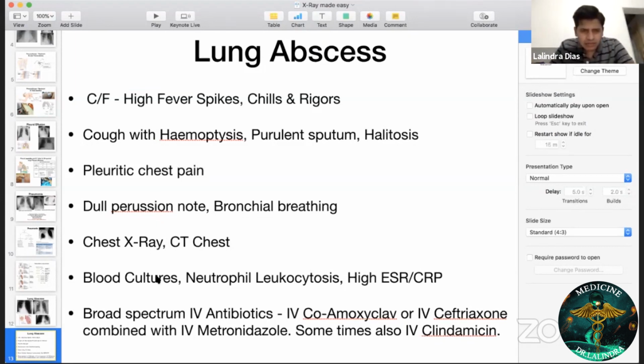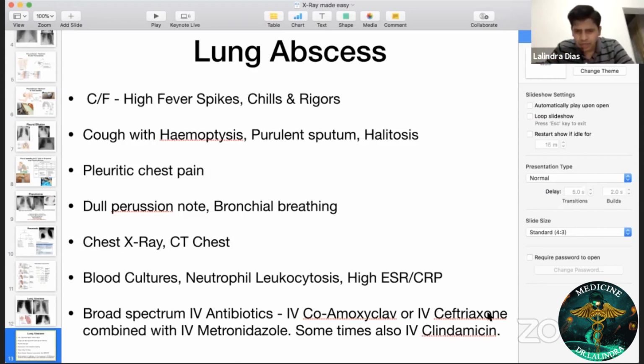So all these clinical features I have mentioned. Bronchial breathing, if there's peripheral bronchi being compressed. In investigations you get abnormalities like neutrophil leukocytosis, very high ESR, very high CRP. Why? Such a serious condition, there's serious infection, so ESR and CRP can be very high. Blood cultures will be positive.